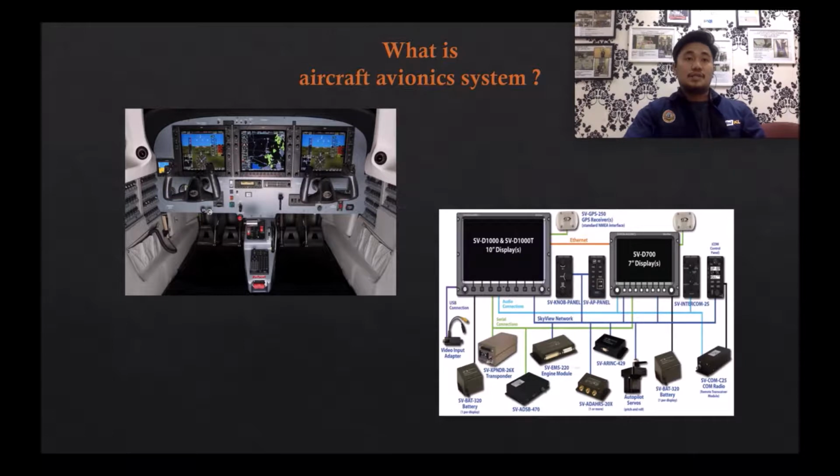Next, monitoring. Monitoring is to monitor the aircraft systems, such as the speed of the aircraft and the altitude of the aircraft, using an LCD screen. And lastly, the collision avoidance system, which is to avoid a collision in the air, and it will tell the pilot the position of the aircraft nearby.